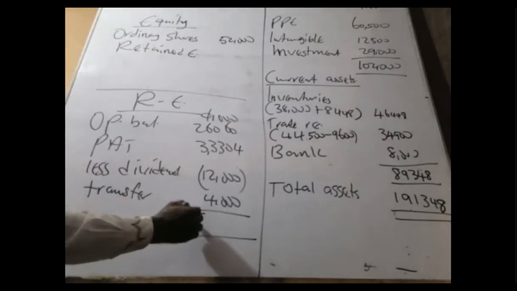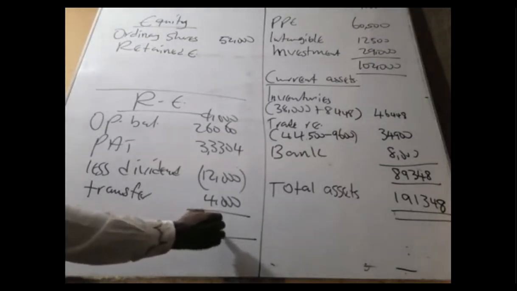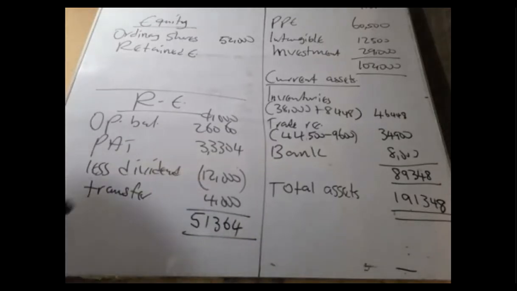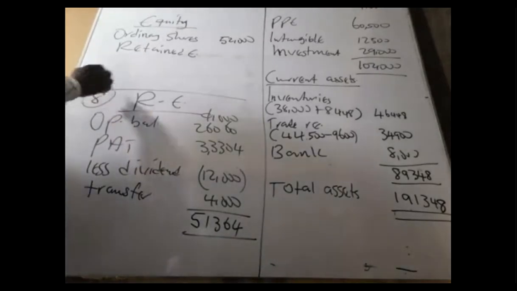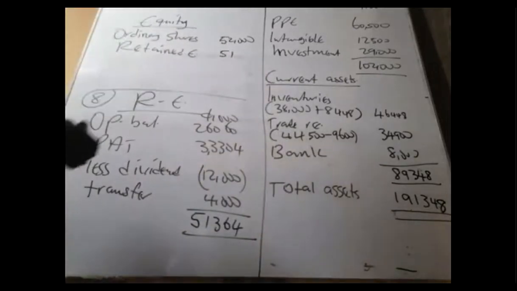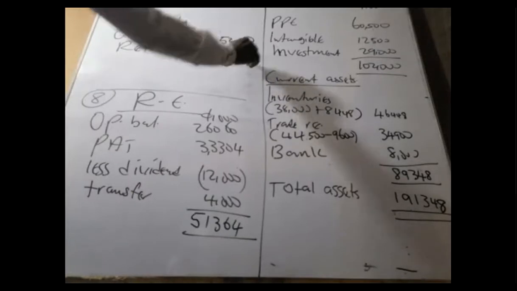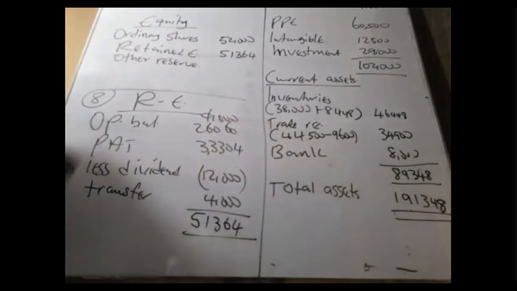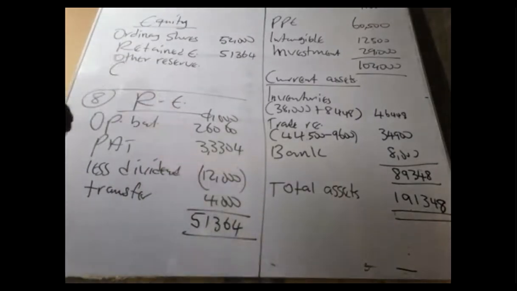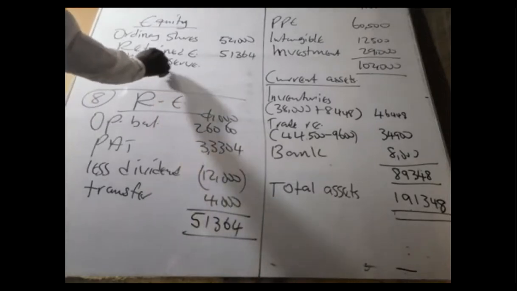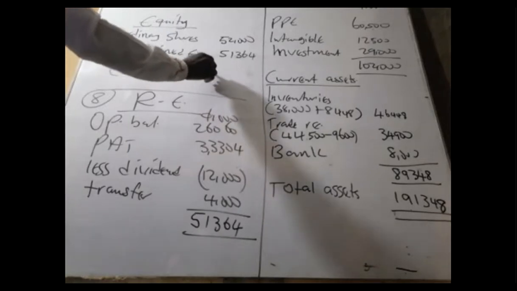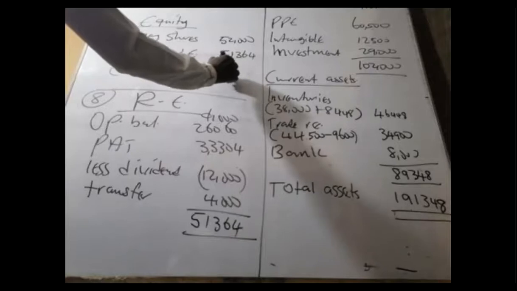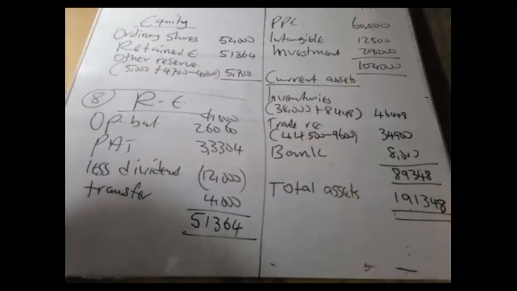51,364. If you can't, you won't get the old figure. So let's go and put it in here. Don't forget the working number. The working number is 51,364. And our other reserves. With the other reserves, we probably had calculated it. So kindly get an open balance, which is 5,000 plus 4,700 less a transfer. We get something like 5,700. Kindly take note of this.